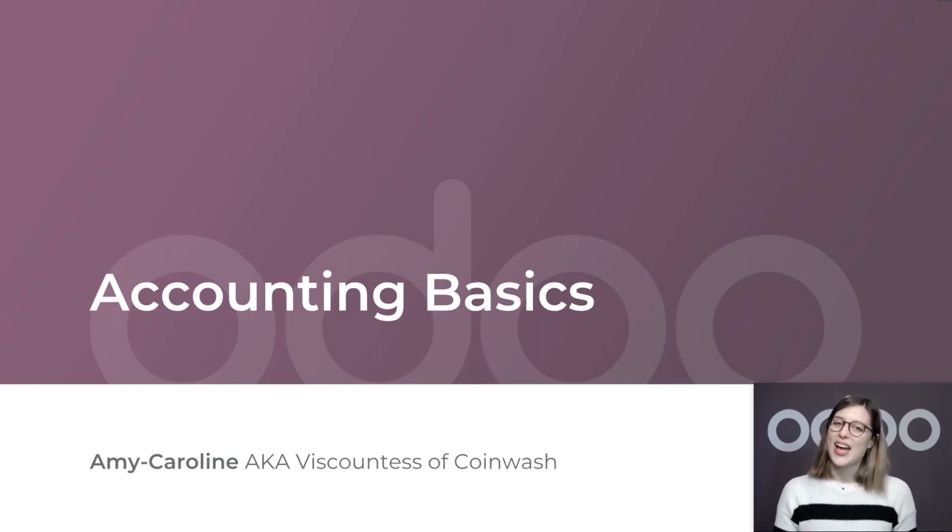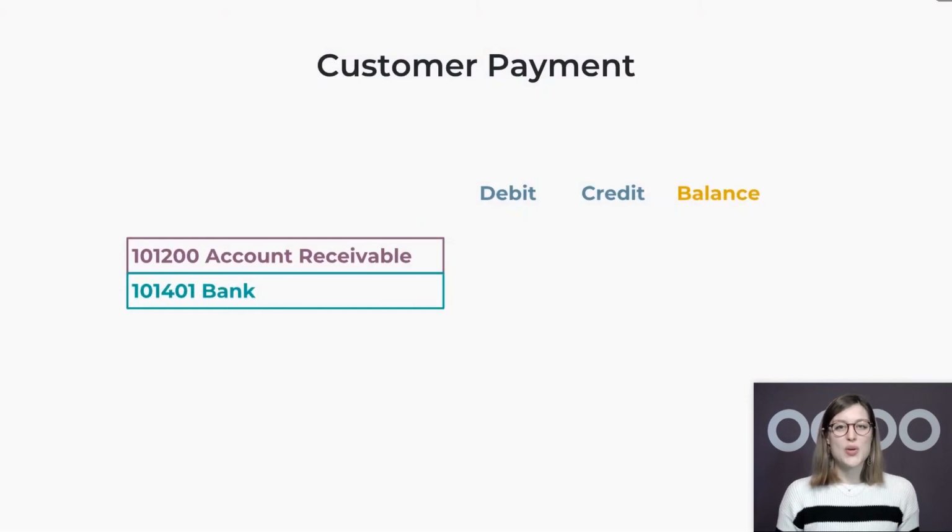As we saw in the accounting overview, nothing is lost, nothing is created, everything is transformed. So when I issue an invoice of $1,000, my account receivable is debited $1,000. This means that I'm entitled to receive this amount, therefore the balance of this account is positive.